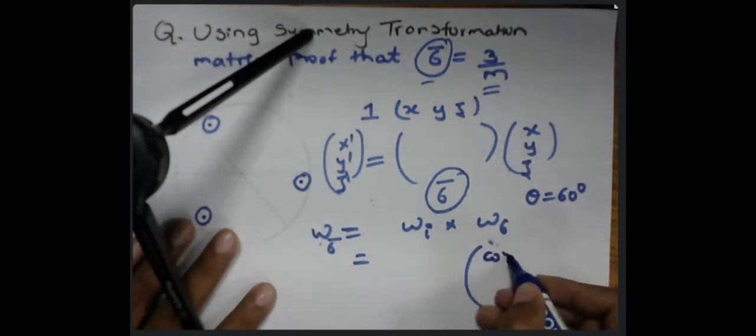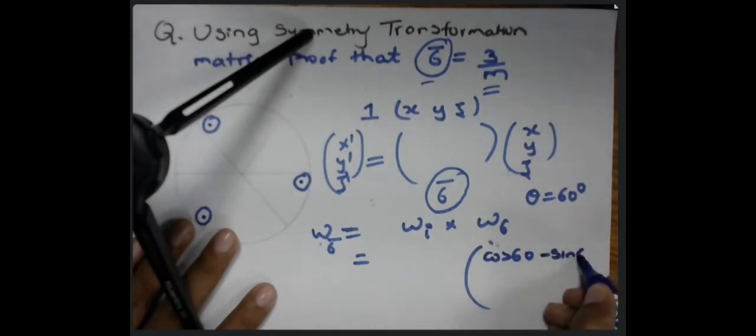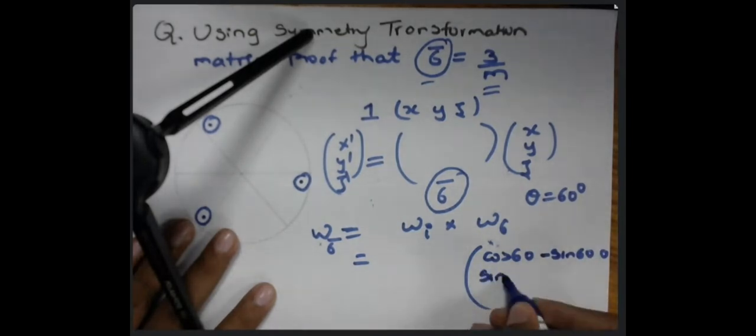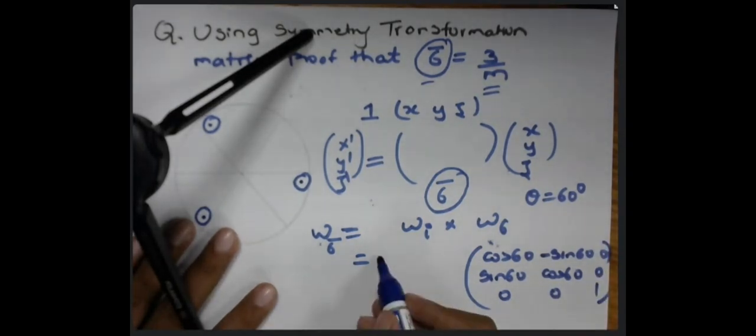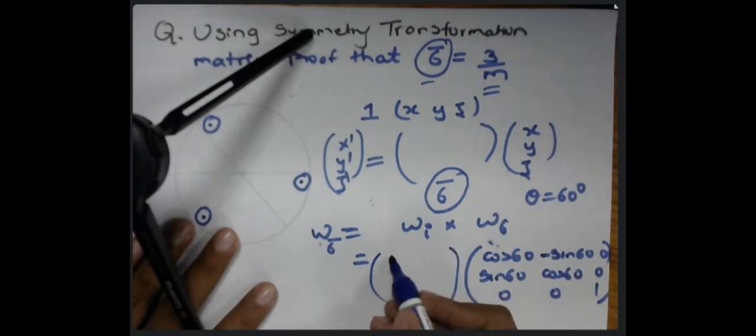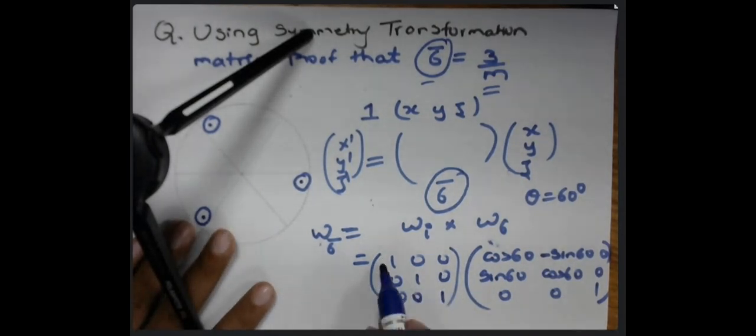It will be cos of 60, minus sin 60, 0. Sin of 60, cos of 60, 0, 0, 0, 1. Now for the inversion, 1, 0, 0, 0, 1, 0, 0, 0, 1. Is it correct? No. Minus is associated with all the ones.